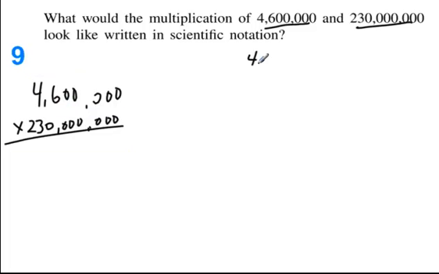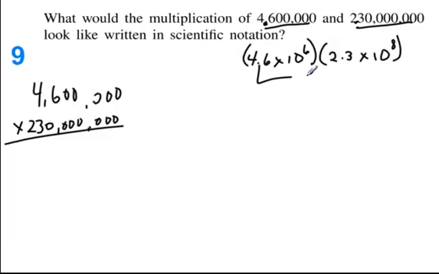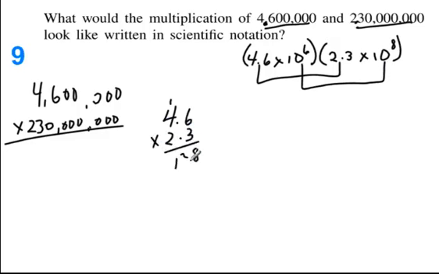So this would be 4.6 times 10 to the, that's where my decimal is, so that would be 6 places. And I'm going to multiply that by 2.3 times 10 to the 8 places. So in that lesson, back in sometime in November, on scientific notation, we know that we take numbers times numbers and powers times powers. Now I can take my 4.6 times my 2.3, do that multiplication.